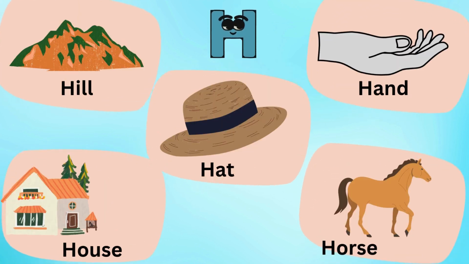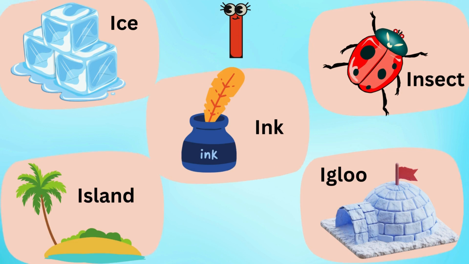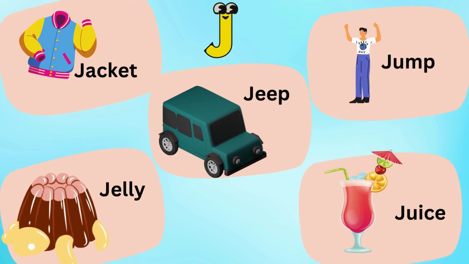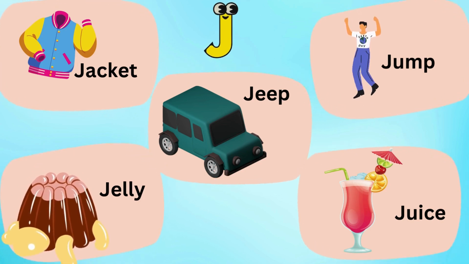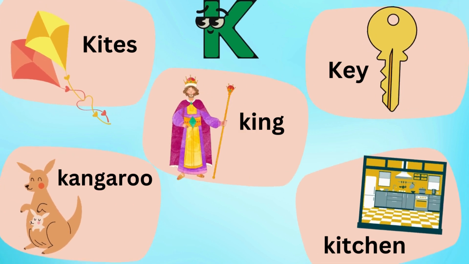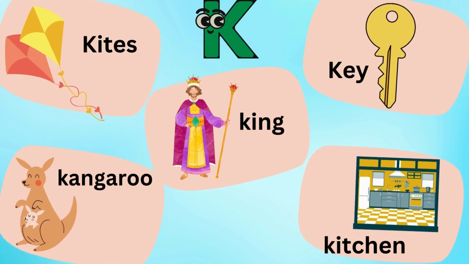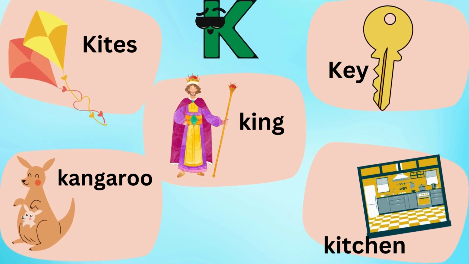H is for house, horse, hat, hand, and hill. I is for ice, insect, island, igloo, and ink. J is for juice, jacket, jelly, jump, and jeep. K is for kite, kangaroo, key, king, and kitchen.